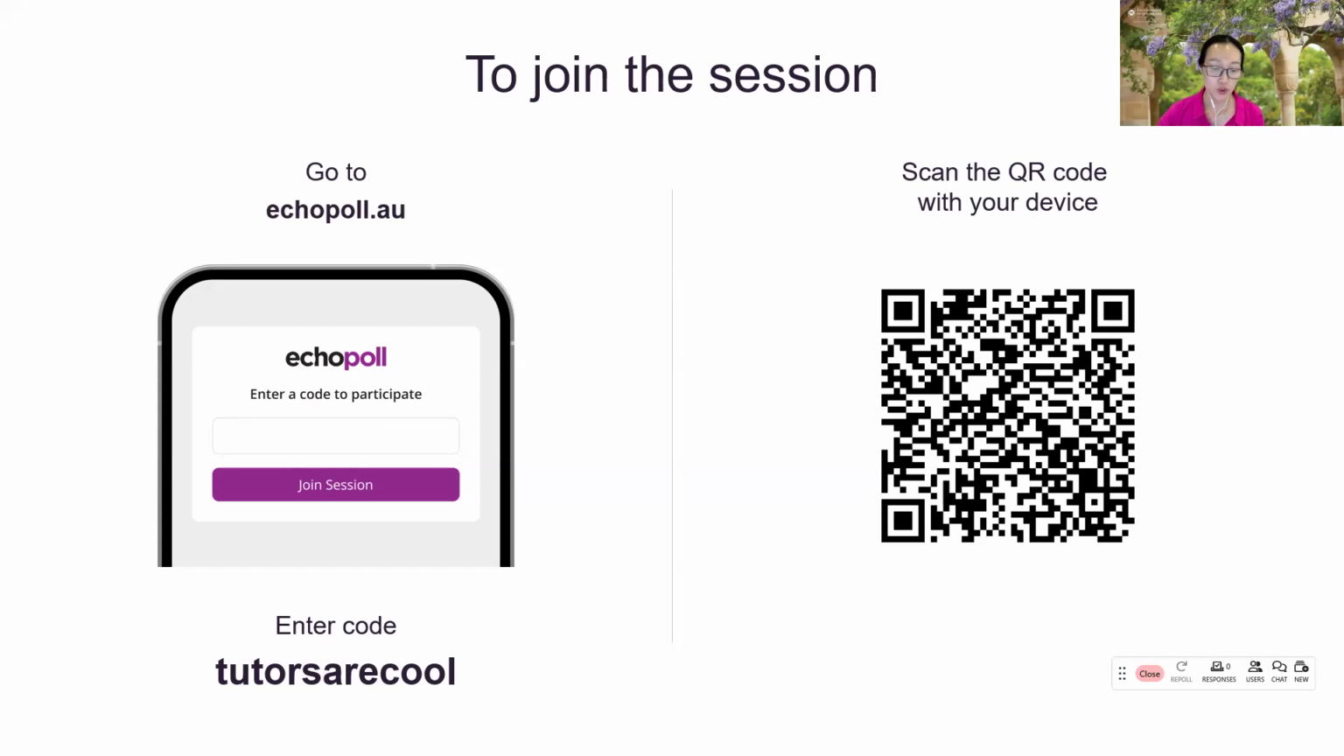And when you see the message waiting for presenter, that means you are in the poll, but I haven't started it yet. Otherwise, you can use your desktop and go to echopoll.au and enter the code Tutors are cool. That is the code for joining the poll that I have here.